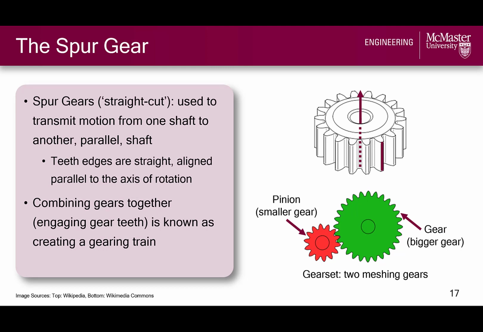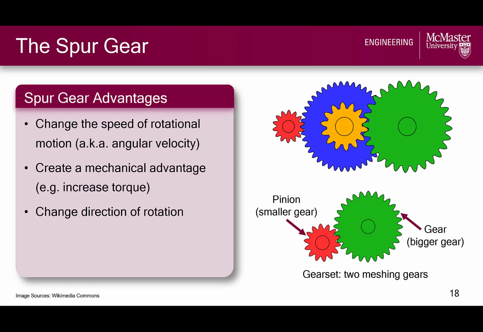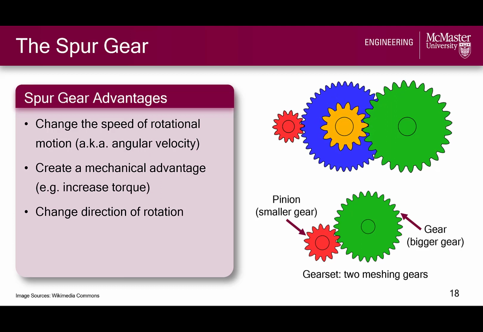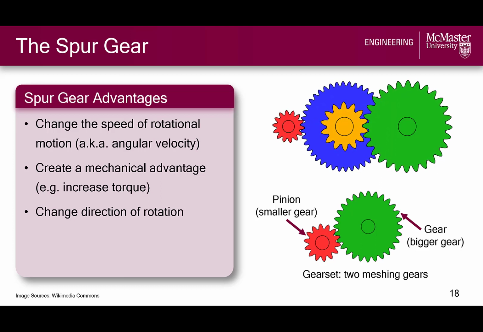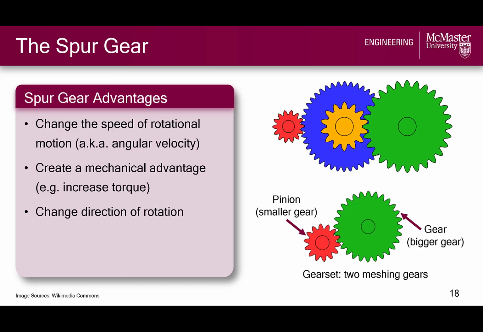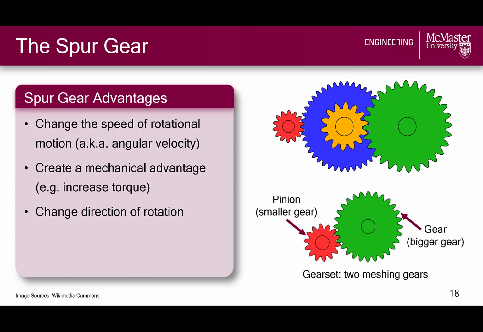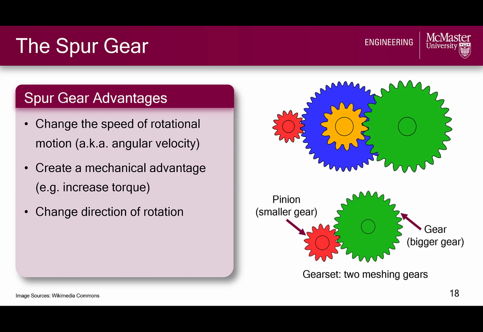Generally, when we combine gears together, we are creating a gearing train. The reasons that we might want to create a gearing train include to change the speed of rotational motion, to create a mechanical advantage by adjusting torque, and/or to change the direction of rotation. We'll explore how these gears accomplish this, but first we need to familiarize ourselves with some more gear terminology.